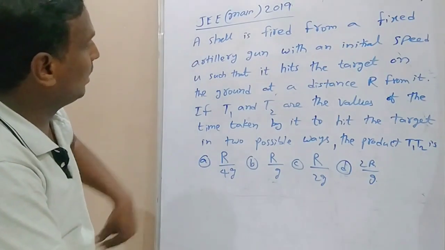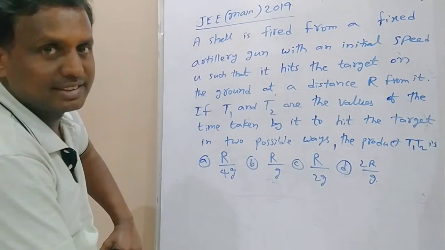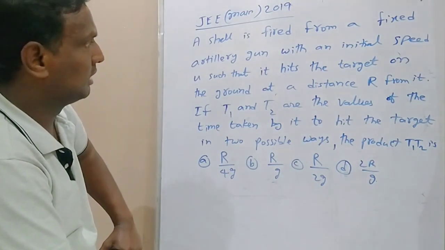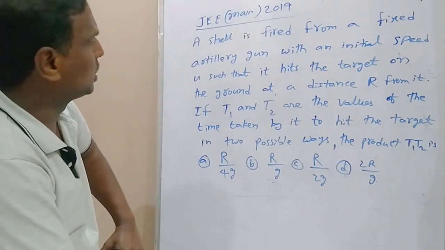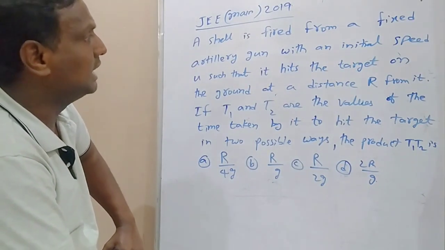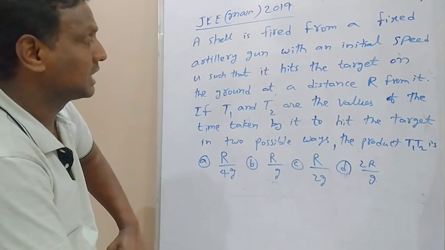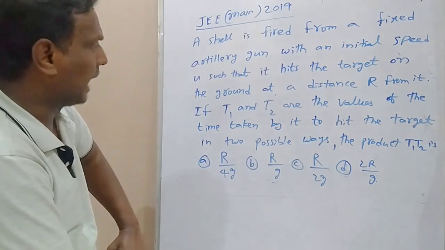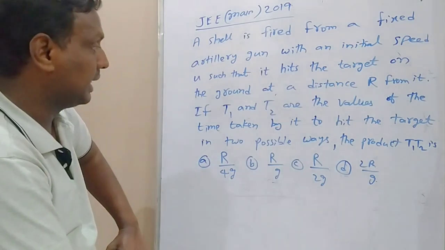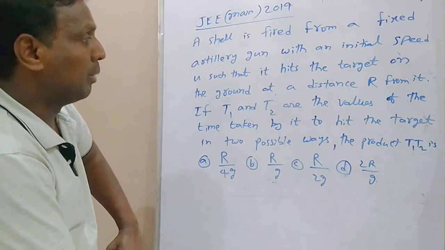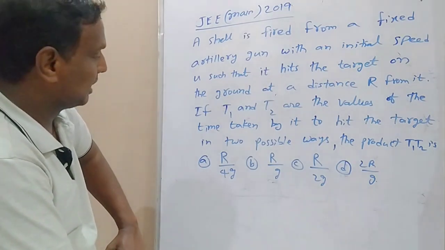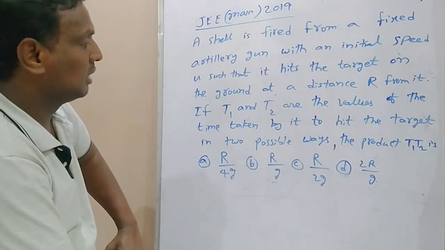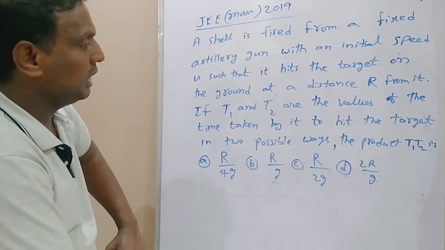See here, the problem asked in JEE Main 2019. A shell is fired from a fixed artillery gun, that is one type of gun, with an initial speed u such that it hits the target on the ground at a distance R from it. If T1 and T2 are the values of the time taken by it to hit the target in two possible ways, the product T1 T2 is: A. R by 4g, B. R by g, C. R by 2g, D. 2R by g.